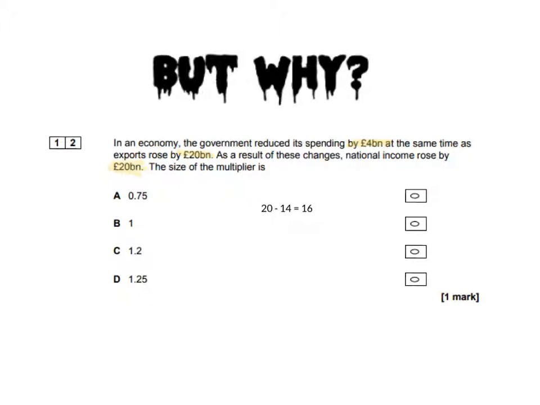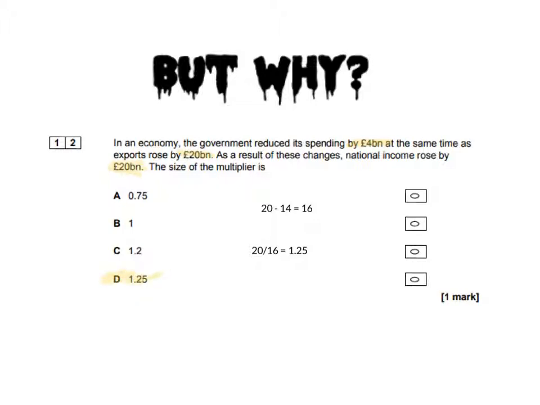So what you do is you simply get your 20 billion. That's what the national income has risen by. You divide it by your 16. And so if you do the calculation, 20 divided by 16, you'll get 1.25. So that tells us that the answer has to be D.